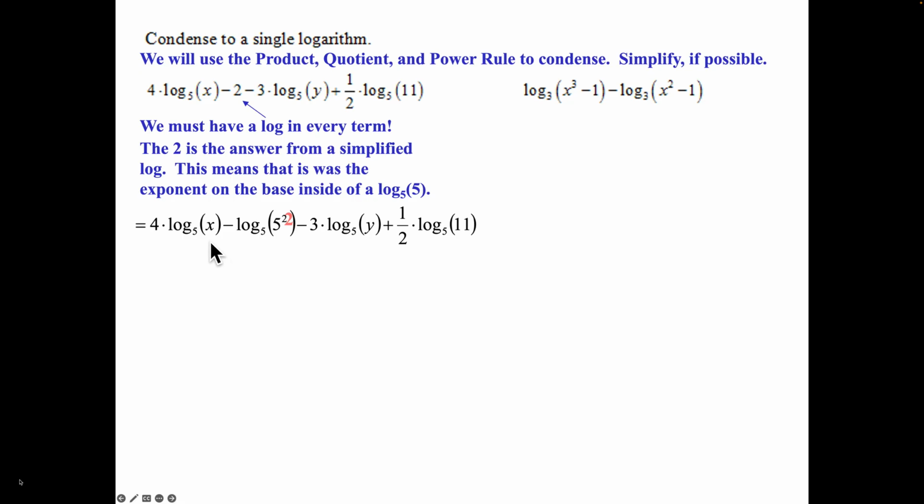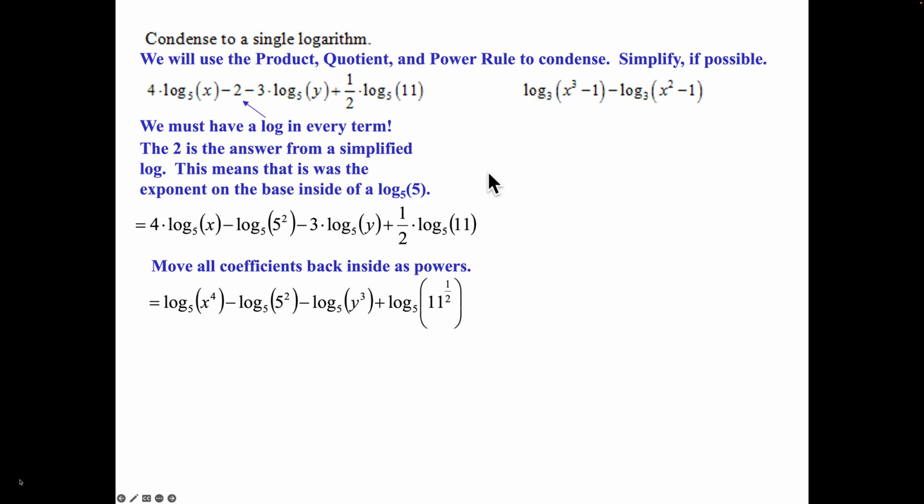Now, the next thing I'm going to do is I'm going to take this 4, do the power rule in reverse, take the 4, put it back as the exponent on x. Take this 3, put it back as an exponent on y. Take this 1/2, put it back as an exponent on the 11. So I put all those coefficients back as powers. Now, plus logs, these factors go on the top. Minus logs, these factors on the bottom. So 25 and y cubed will be on the bottom.